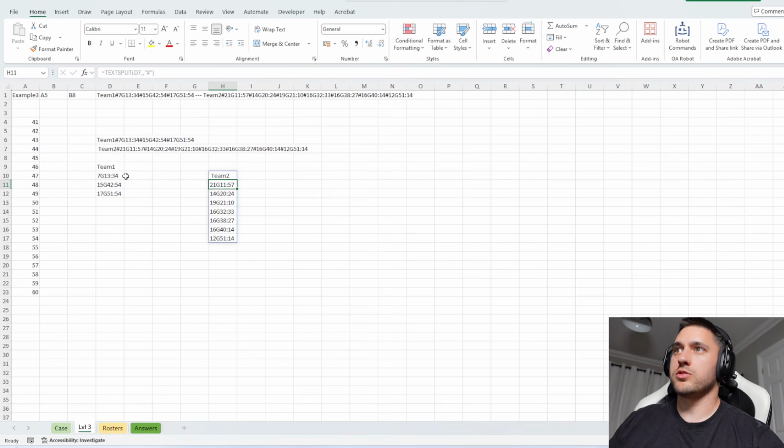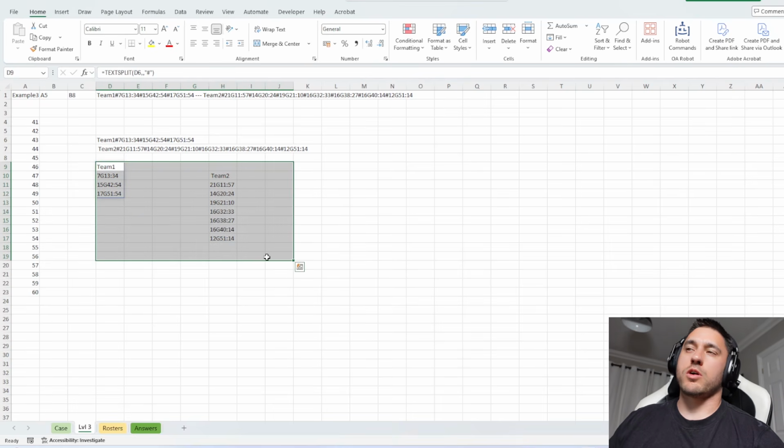I had team 1, team 2, then I split this again, so this is player 7 scored a goal at minute 13 and 34 seconds. So I split this down into its component parts, and then the questions were things like who scored the first goal. So you just need to sort this by time. So who scored the first goal is where I got out. So I left the stage in joint second.